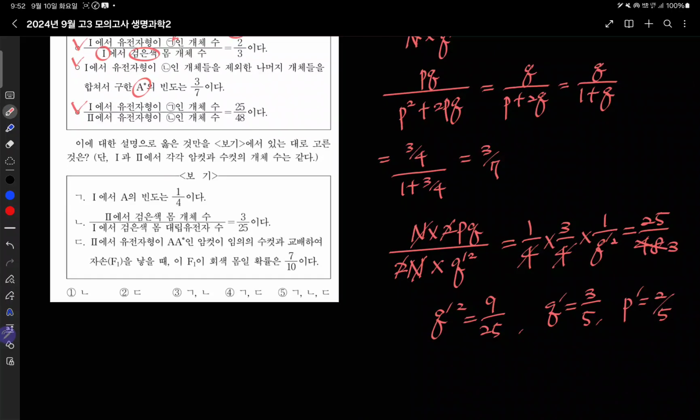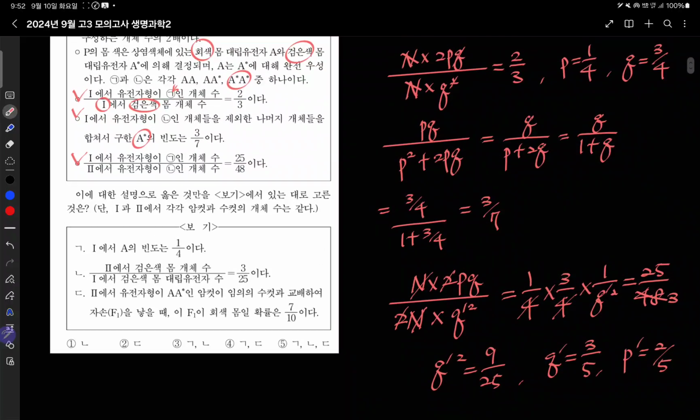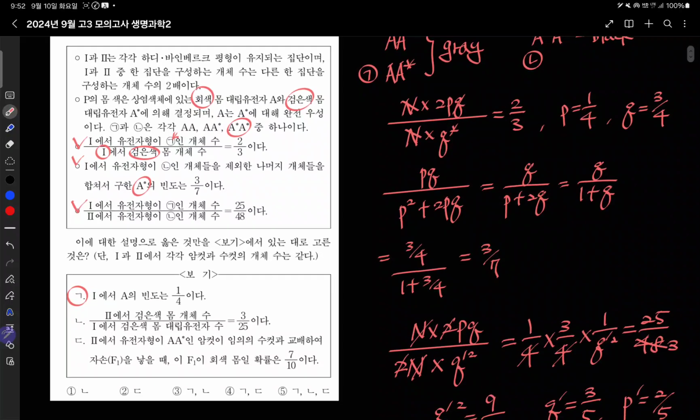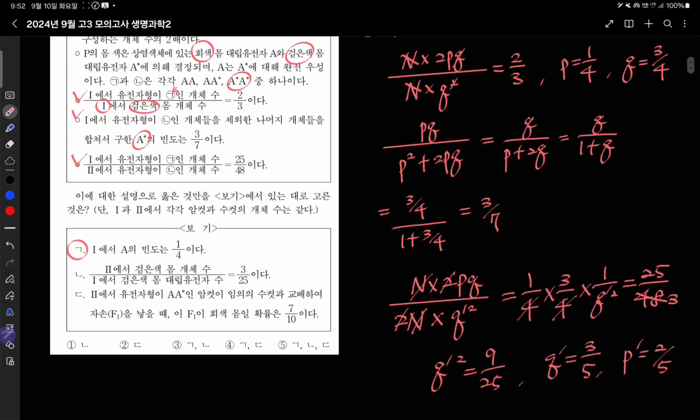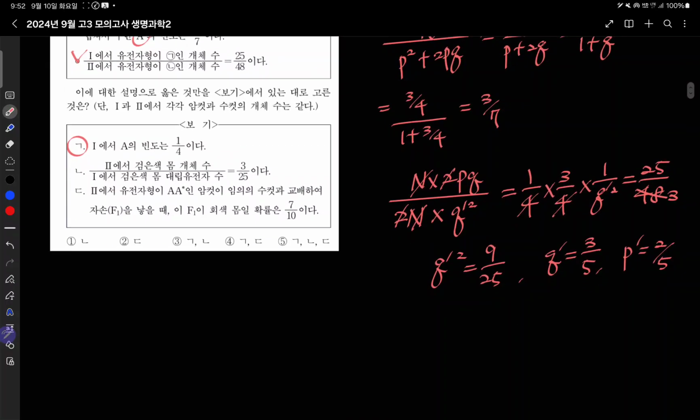So if we choose the right statement from the box, the first statement is true. In population 1, the allele frequency of A allele is 1/4. And for the second statement, in population 2, the number of individuals with black body color is 2n times q prime squared.